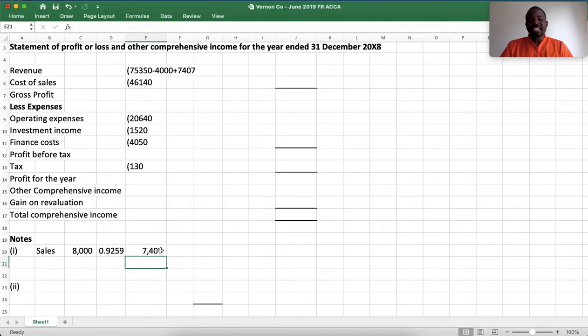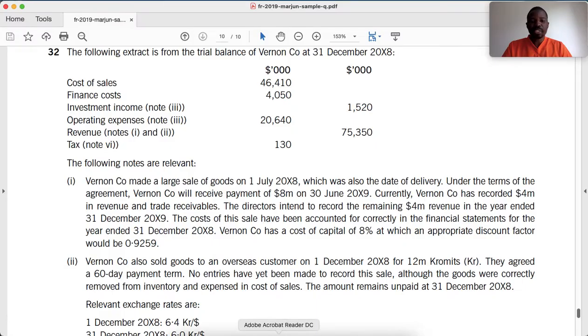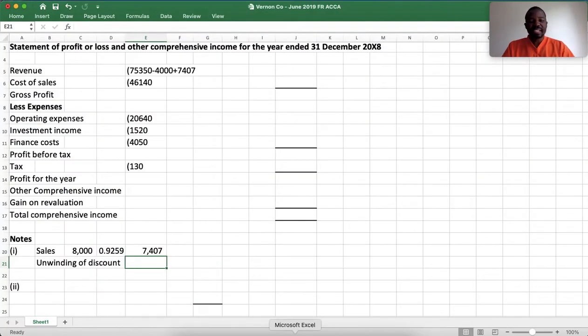Again, we have discounted this 8 million. So at the year end, 31 December, there will be an unwinding of discount. We are told here the cost of capital is 8%. So we have to unwind this by 8%. We say the discounted sales revenue multiplied by 8%, like that.